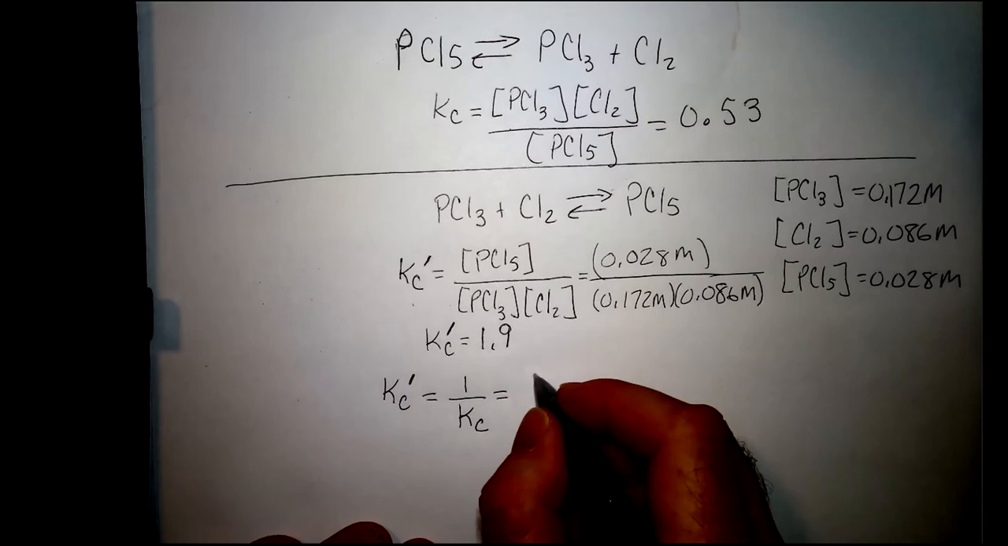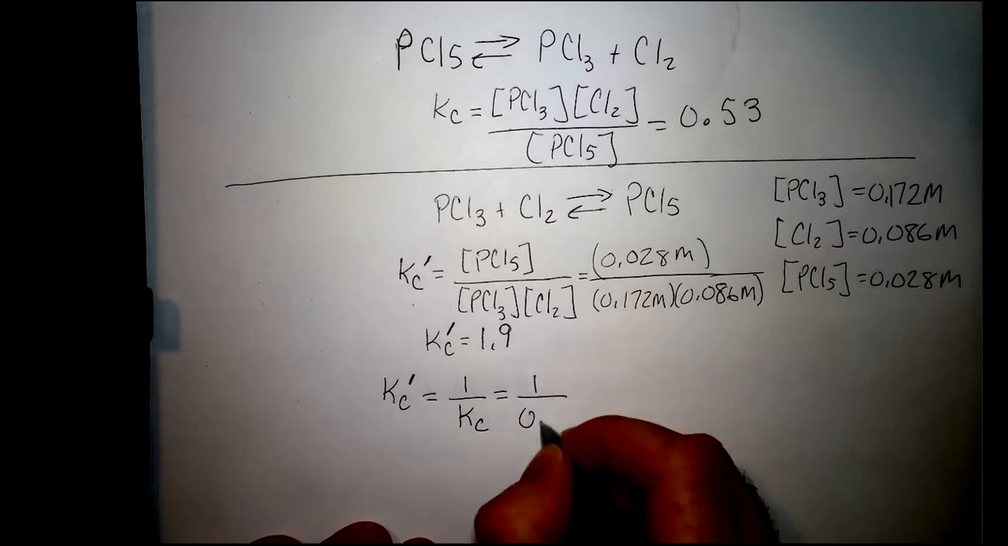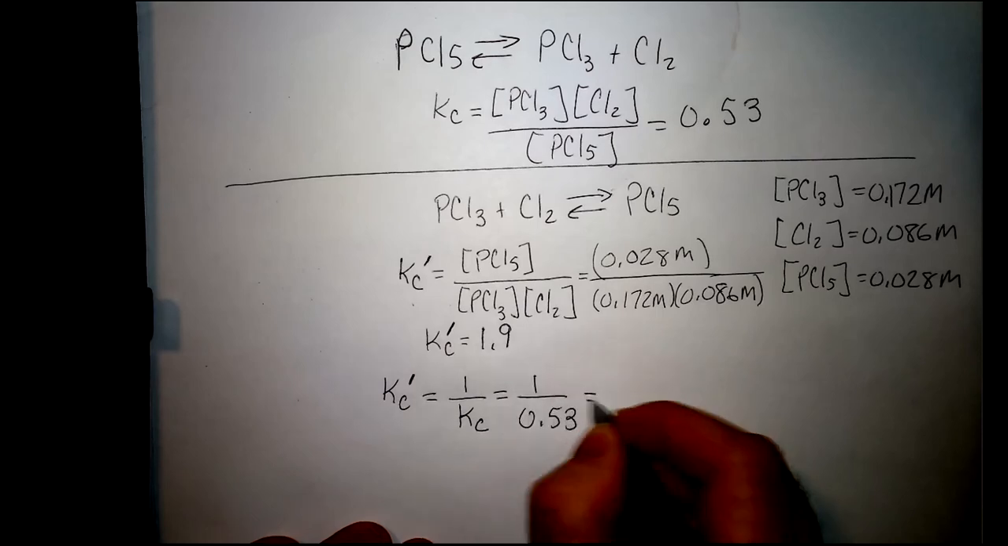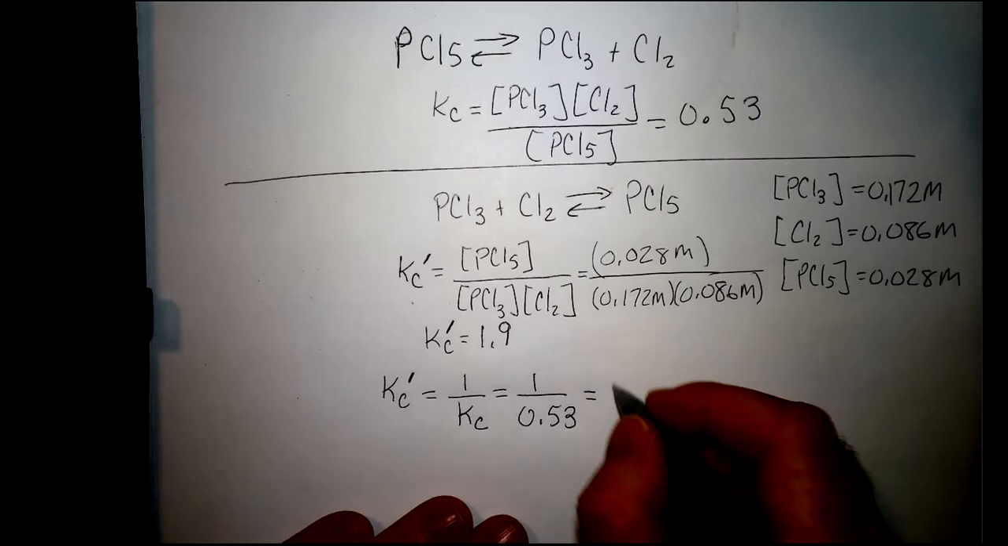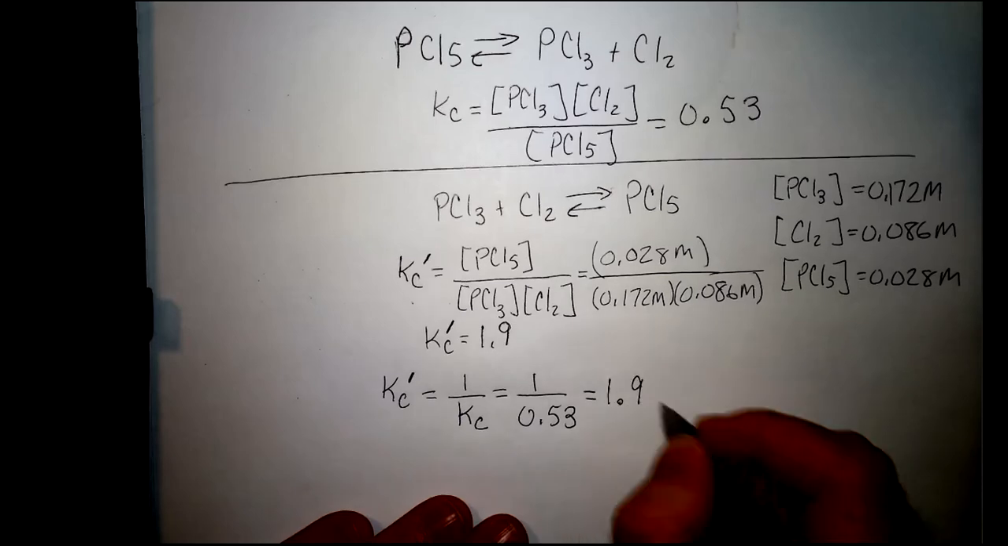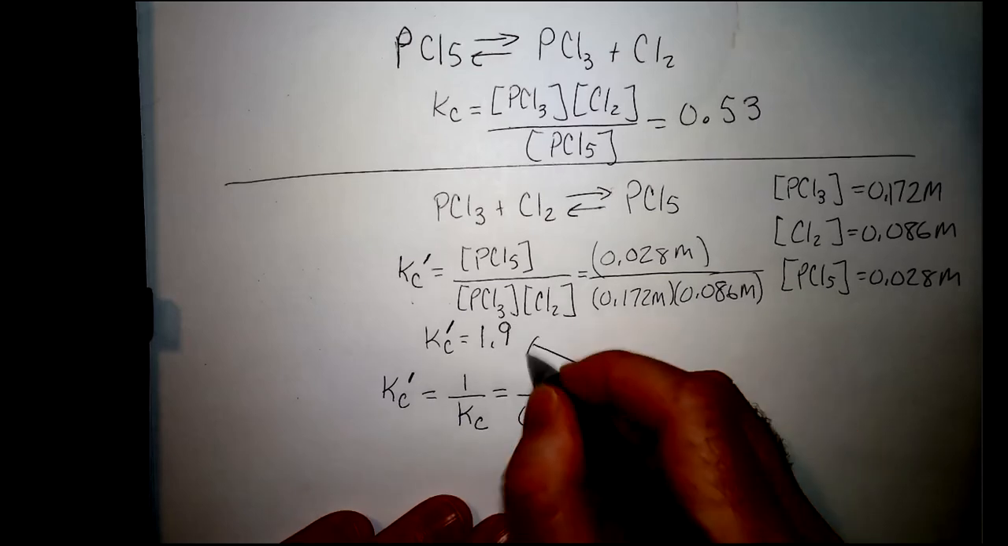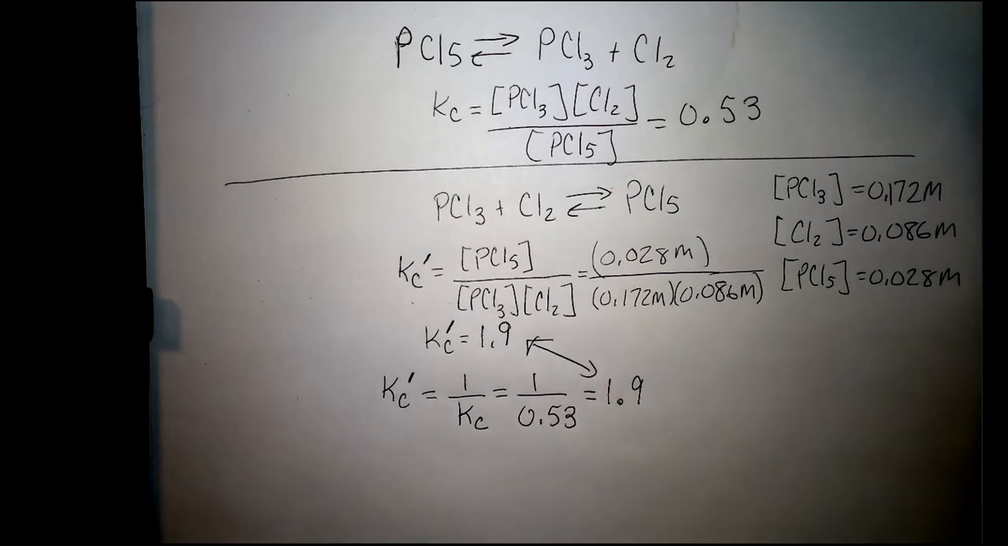So it's the reciprocal if you write the equation the other way. So we say 1 divided by 0.53. And so we run that through our calculator. And guess what? We get 1.9. Same value. And so what you can see is if you write the reaction in the reverse order, you do in fact get the reciprocal. And so you can do less math and just do the reciprocal if you've got the value without doing a bunch of extra math.